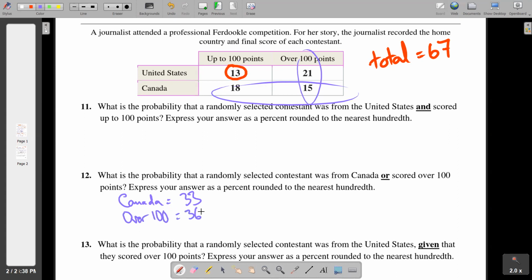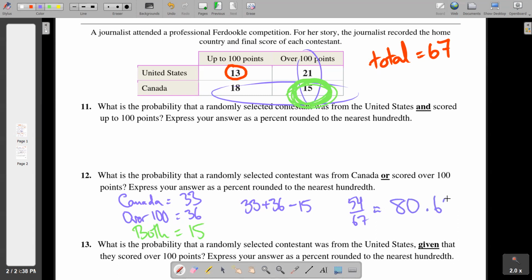But Trinity and anybody else, what have I failed to consider up to this point? I counted these 15 people twice. They're like, make up your mind. You can't count me as a Canadian and then also count me as a, pick one category to put me in. So since those 15 people got counted twice, I'm going to put both equals 15. And then the math is 33 plus 36 minus 15, which done correctly comes out to 54 out of 67, which rounded correctly comes out to 80.60%.